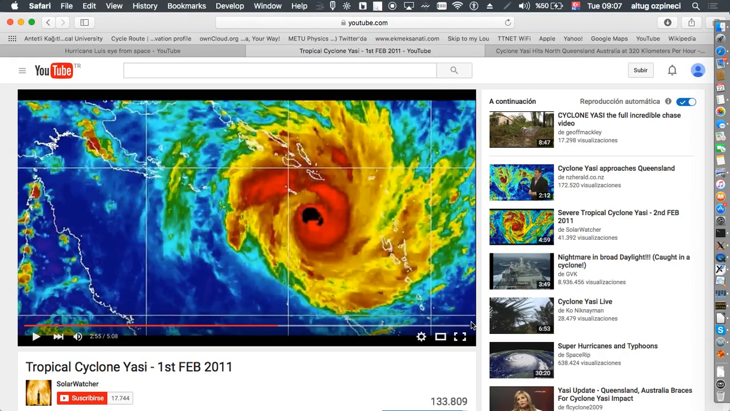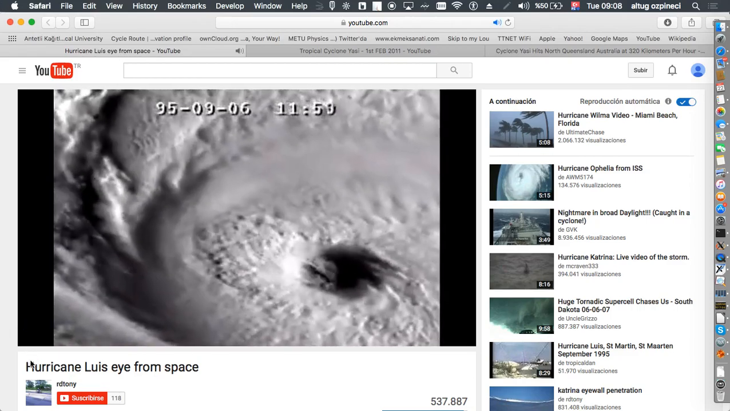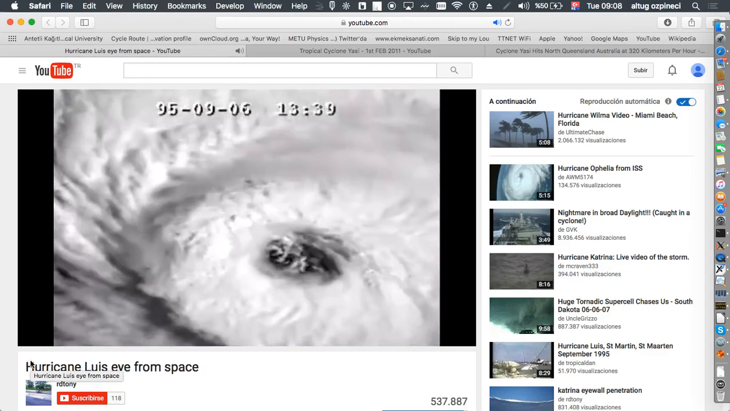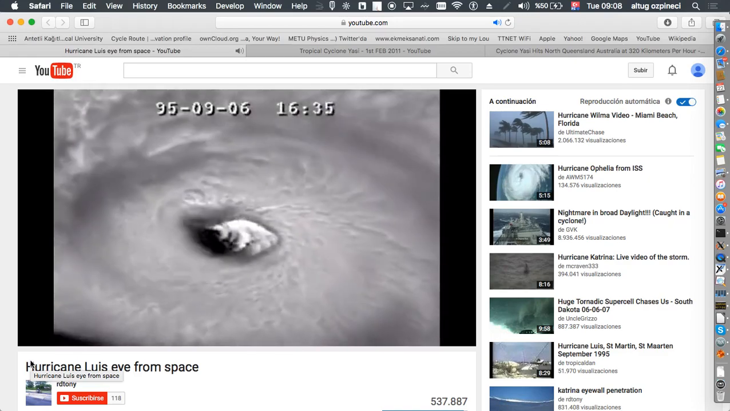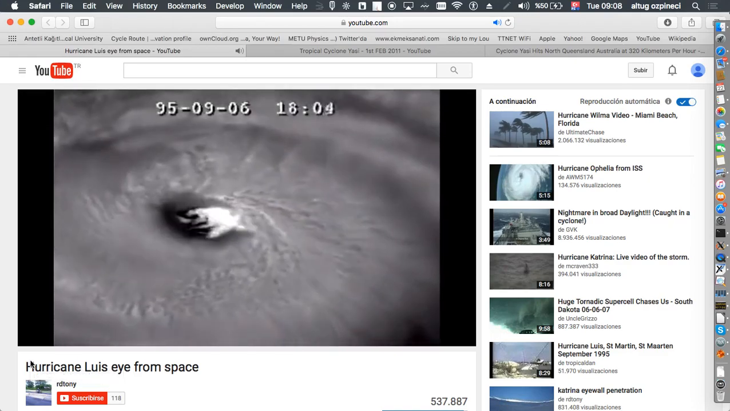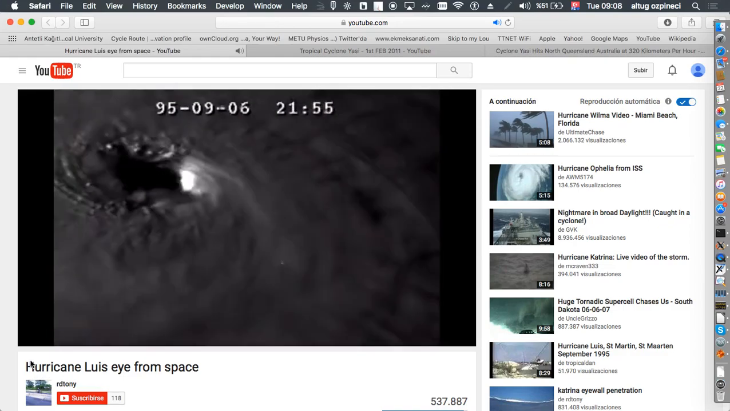Let's look at some hurricanes. Now, this is one hurricane. I will ask you to compare two hurricanes. This is one of them. Just pay attention to the direction of rotation. That is what we will try to understand. Clockwise or counterclockwise? So it is rotating counterclockwise. This is a hurricane in the north hemisphere.